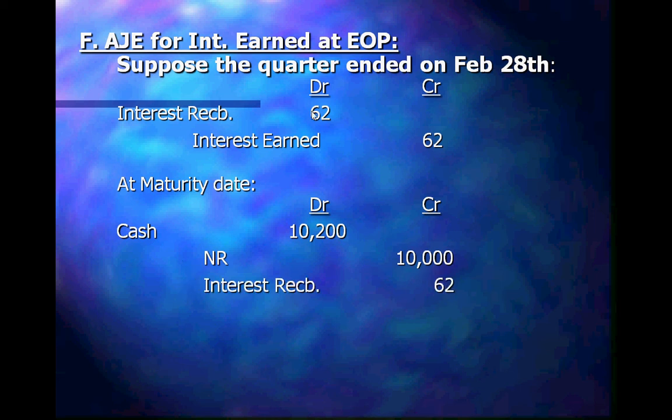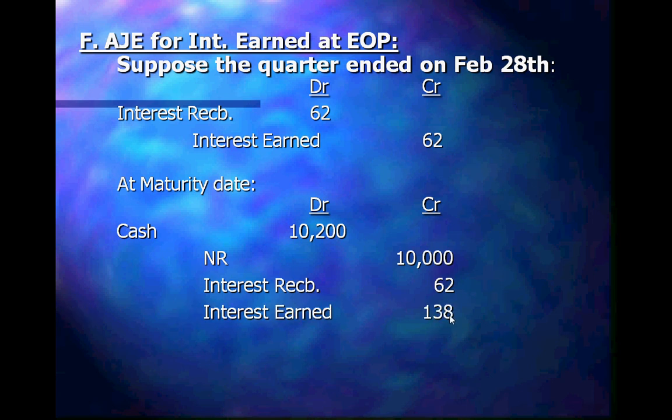Interest receivable, that's an asset account, goes up with a debit. Here, when it's paid off, goes down with a credit. And what's missing? 10,000, 10,200, 62. It looks like I'm missing the rest of that $200 in interest, which I think should be 138. Well, that's interest earned the last 2 months, from March 1st through the end of April when the loan matures.